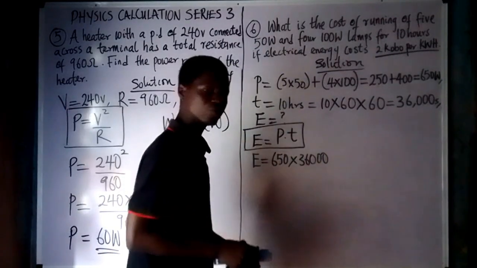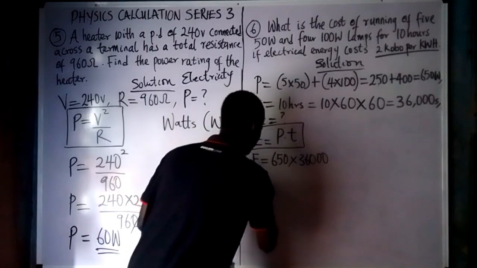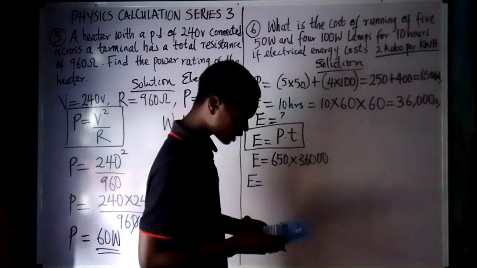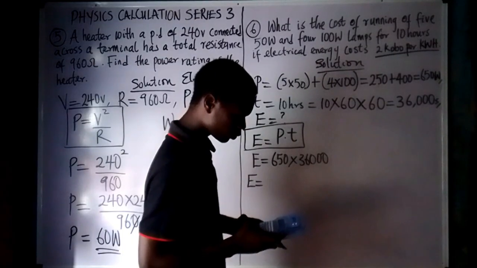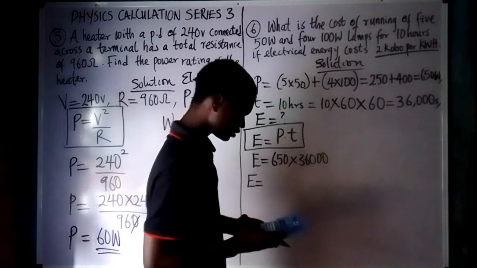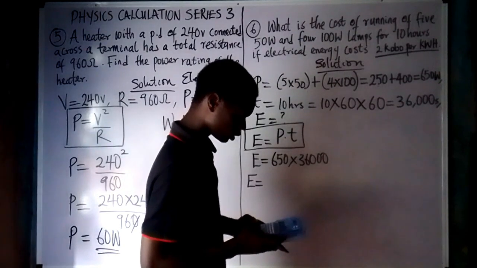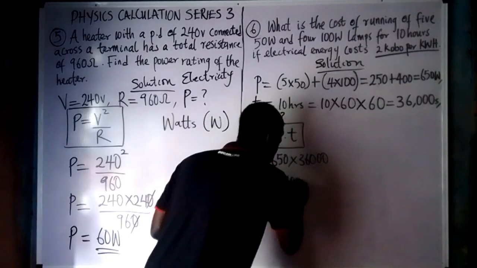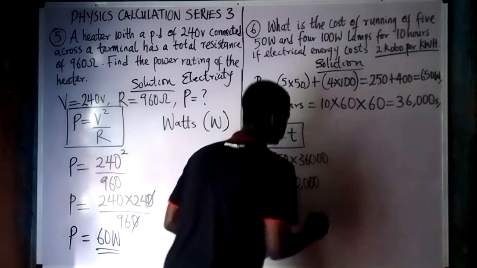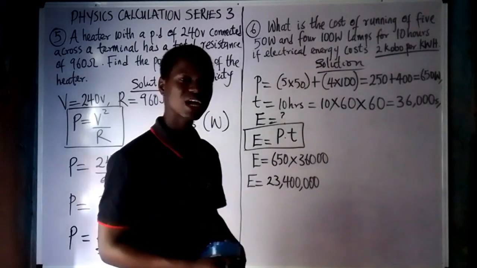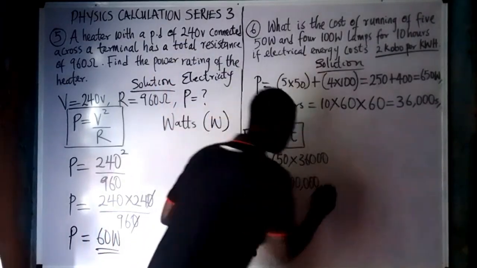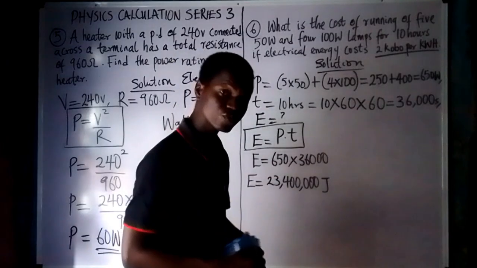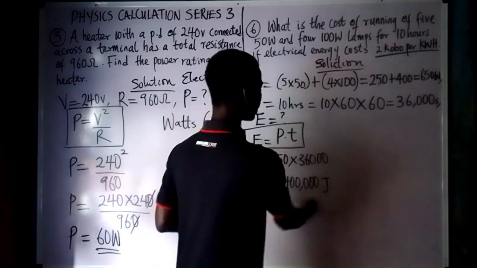So guys, we are moving on with the question. Our electrical energy will now be equal to, let's see what that will give us. 650 times 36000. Okay? 650 times 36000. That gives us 23,400,000. And this is the answer for electrical energy. But the unit in this first instance will be in joule, because the SI unit for energy is joule. So our answer is in joule.